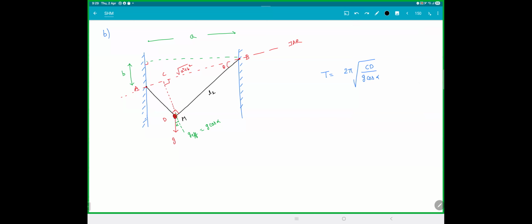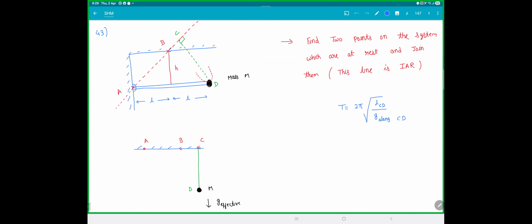So this is how you handle it if you're connected to more than 2 points, 1 point. Yeah, IR will make your life easy, na?